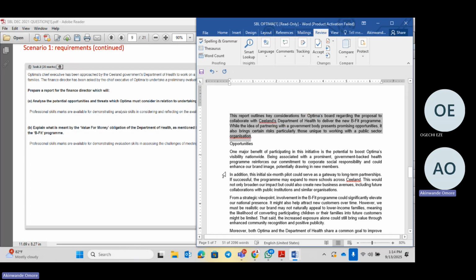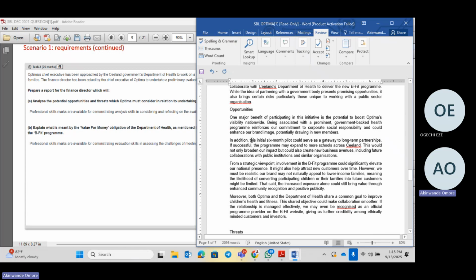There is this report. This report, I like that. Do you know what they say? Prepare a report. This report outlines the key considerations for Optima's board regarding the proposal to collaborate. Very okay, very okay. Opportunities.